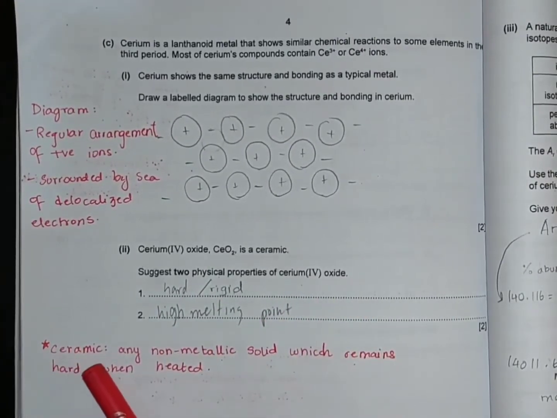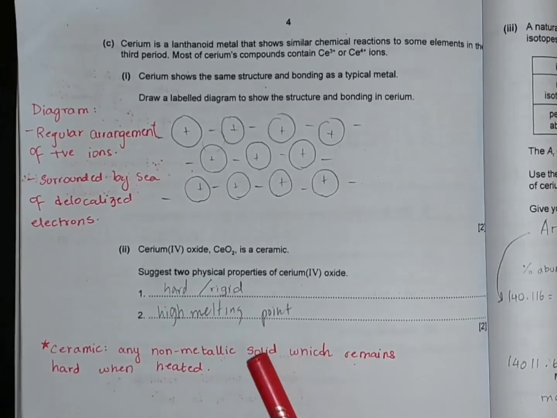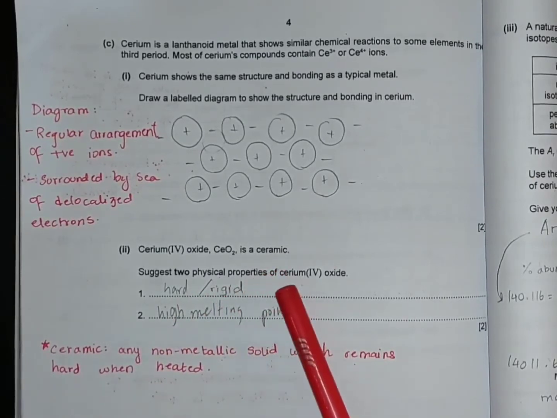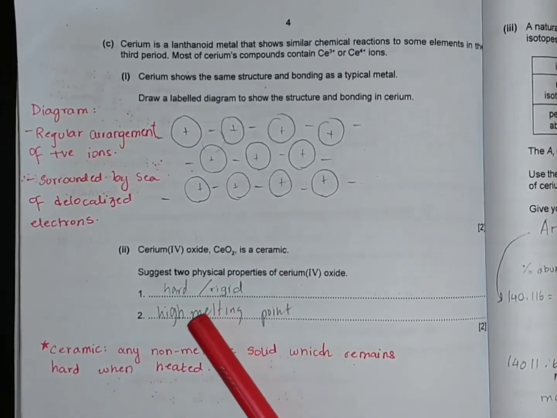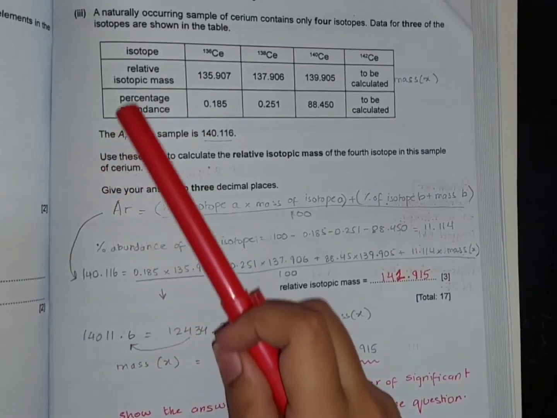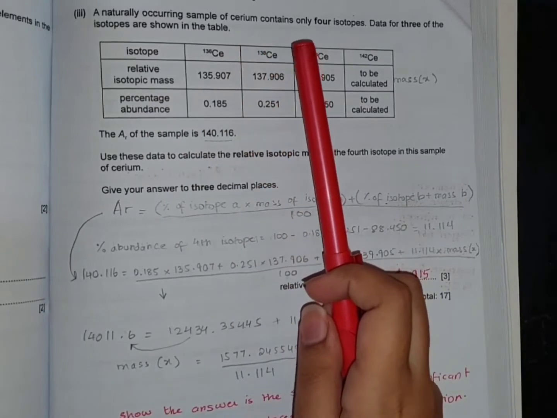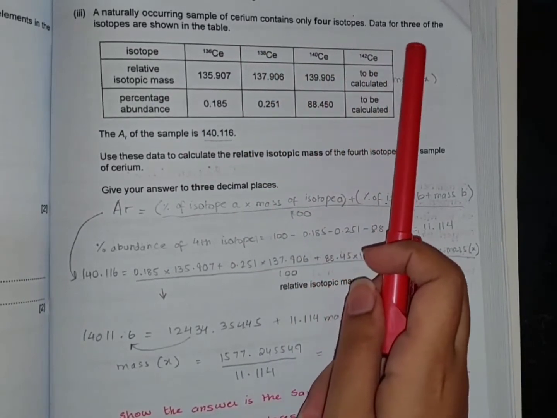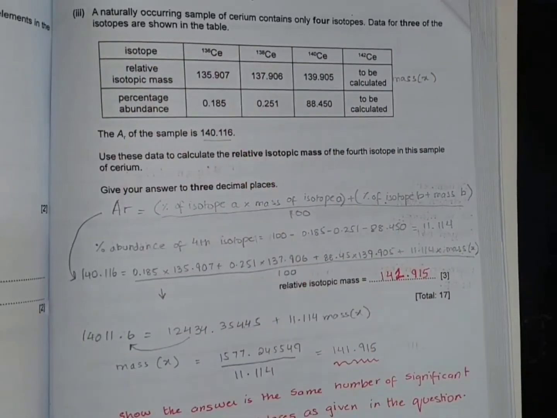So a ceramic substance means any non-metallic solid which remains hard when heated. So that means it will be hard or rigid, and it will have a high melting point. A naturally occurring sample of cerium contains only 4 isotopes. Data for 3 of the isotopes are shown in the table.